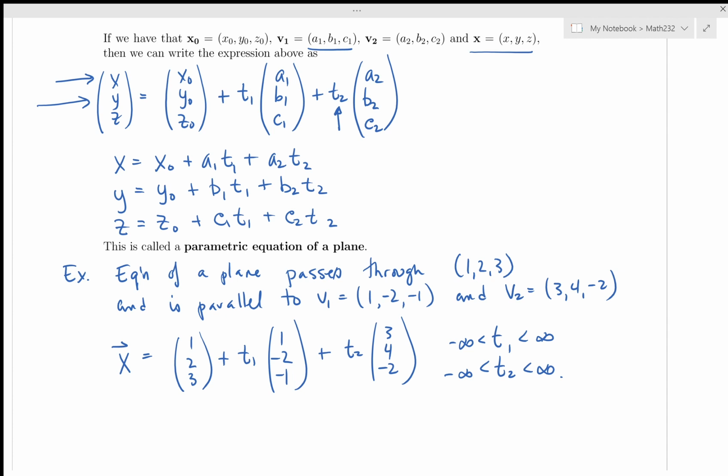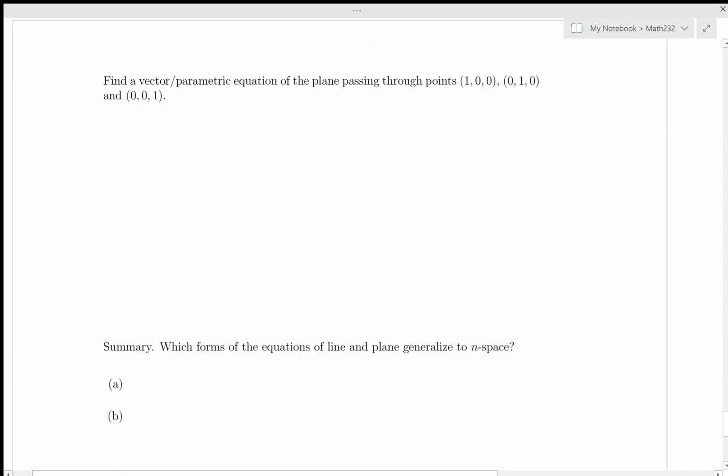Okay, our last slide here, we're going to do the same thing. We're going to try to find the vector and the parametric equations of the plane passing through 3 points. And I'm going to point out that these are 3 non-collinear points. That means these 3 points are not all on one line, because if these 3 points were on one line, imagine what that would look like.